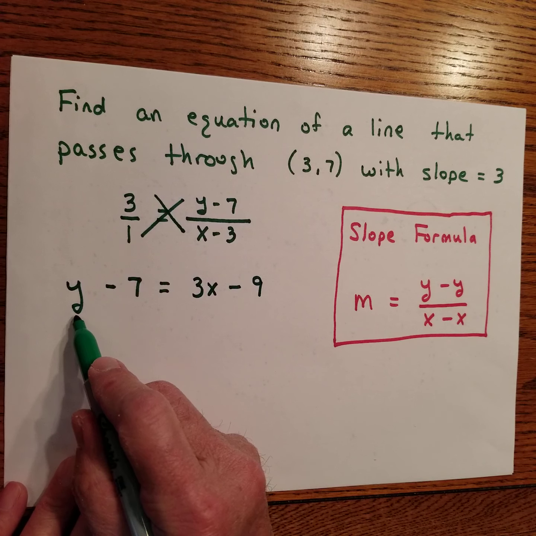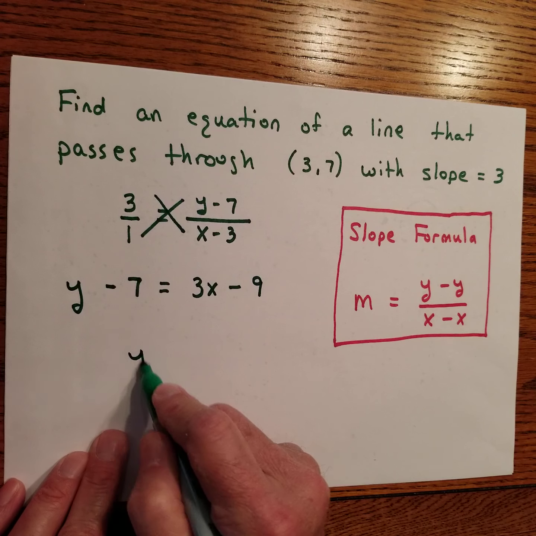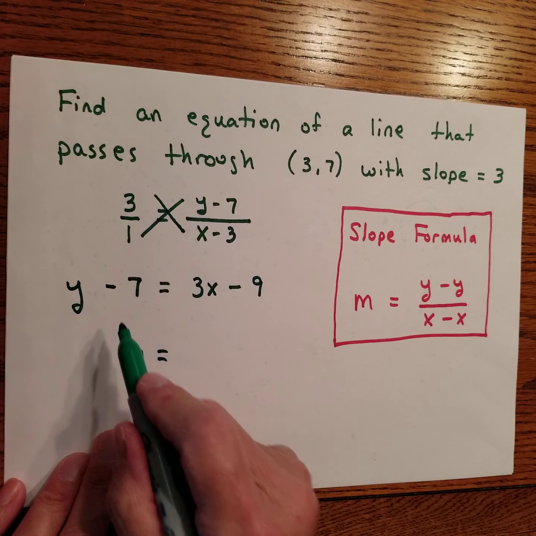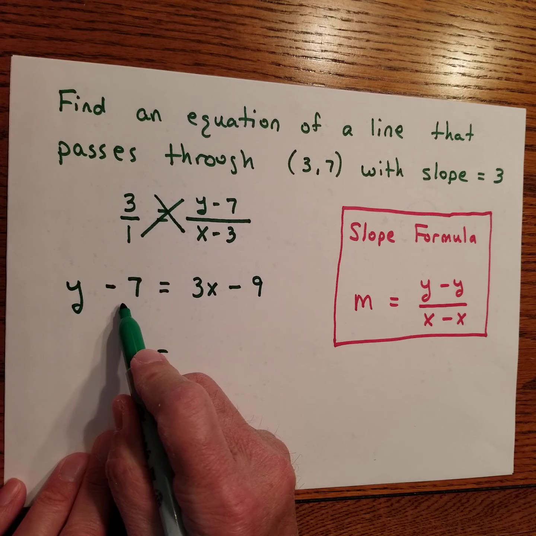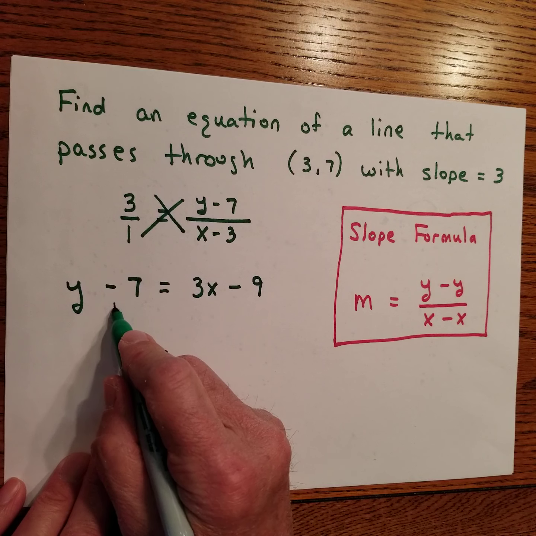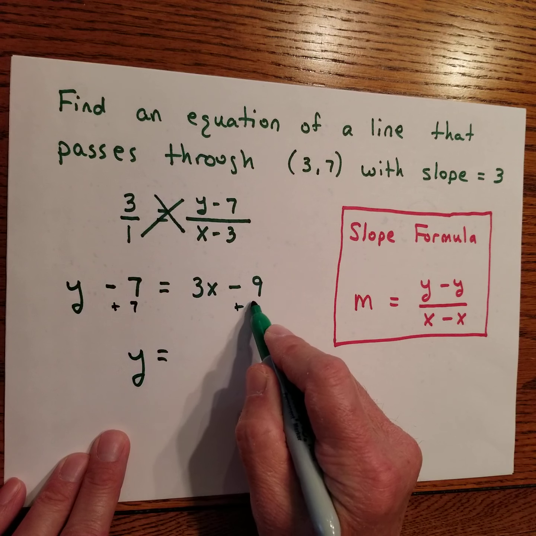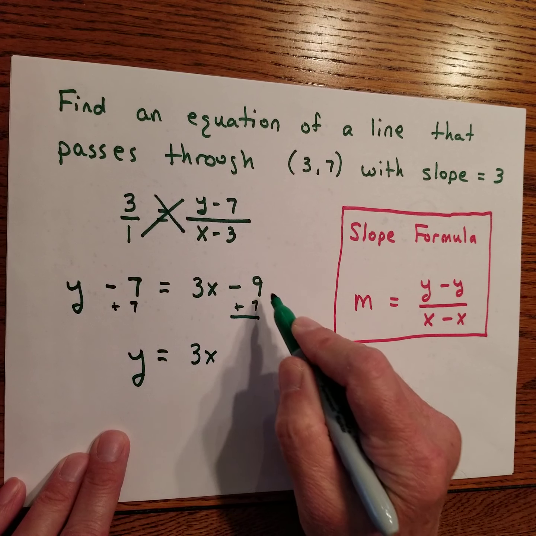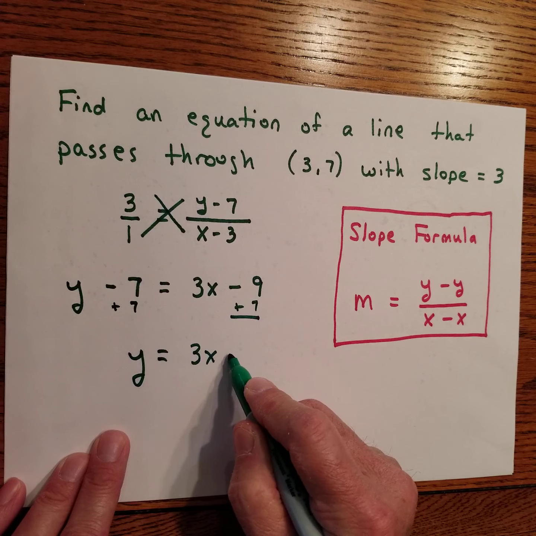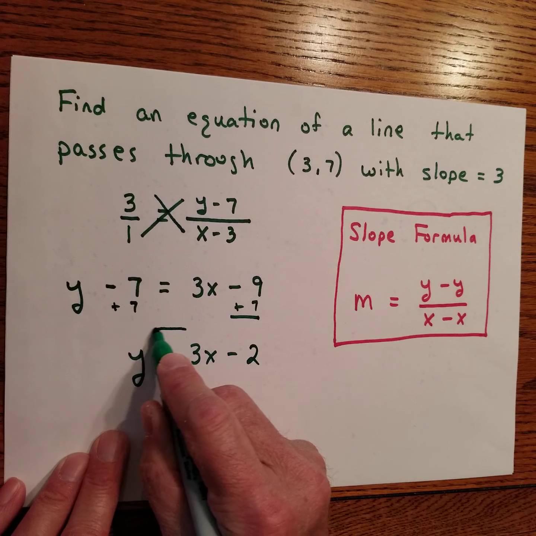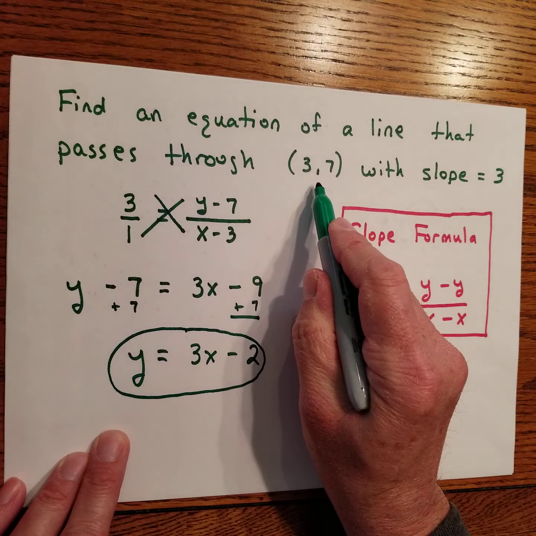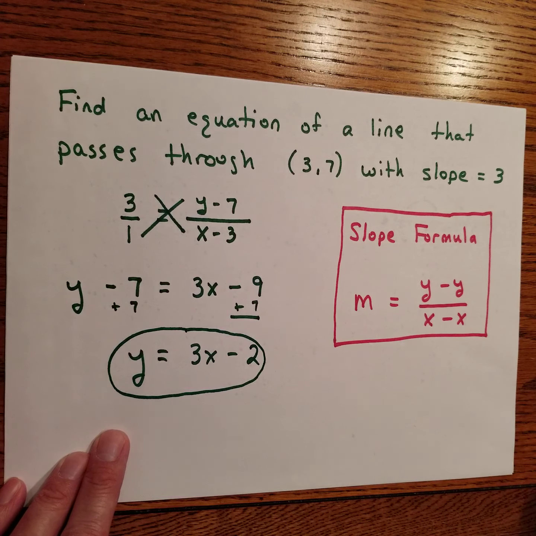Now let's do what we need to do to get y by itself. I can get y by itself in one step, by getting rid of this -7. I'll get rid of subtraction of 7 by adding 7. -9 and +7 is -2. There's the equation of the line that passes through 3, 7 with a slope of 3.